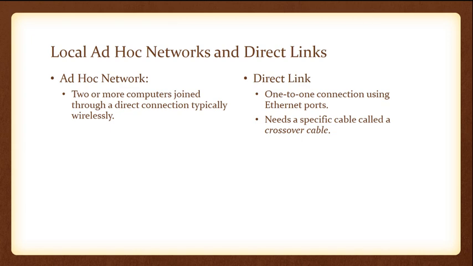However, you can always do a direct link network, which is a one-to-one connection using Ethernet ports. Typically, this is computer to computer. If my computer is trying to connect to my neighbor's computer and I want to do this as securely as possible, I would use what they call a crossover cable. I would plug it into my Ethernet port on the back of my computer, they would plug it into their Ethernet port on their computer, and we can transmit things this way.